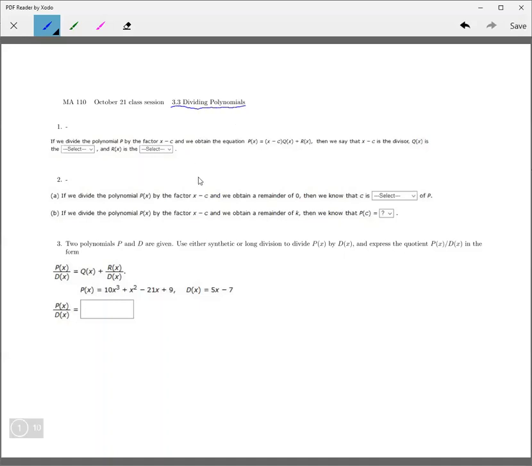Dividing one polynomial by another. The first two points are kind of introducing the topic. Number one, if we divide the polynomial p by the factor x minus c, and we obtain the equation p of x equals x minus c times q of x plus r of x, then we say that x minus c is the divisor, q of x is the quotient, and r of x is the remainder.